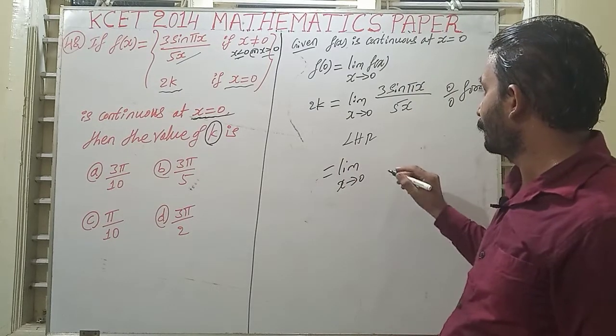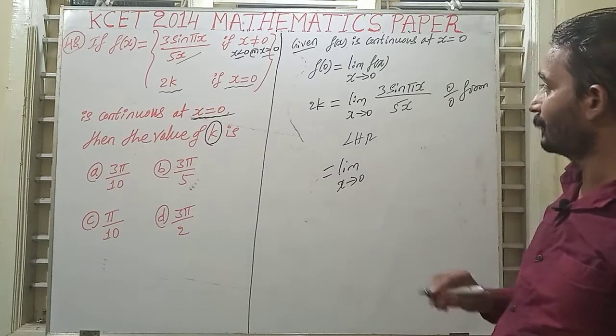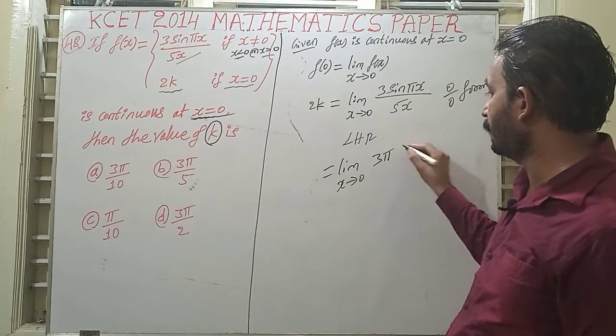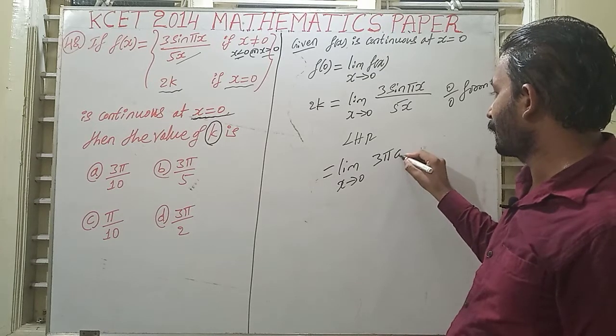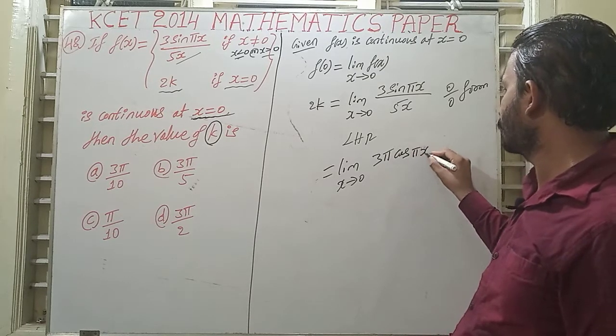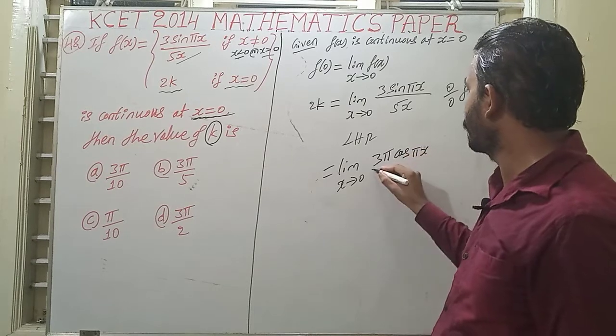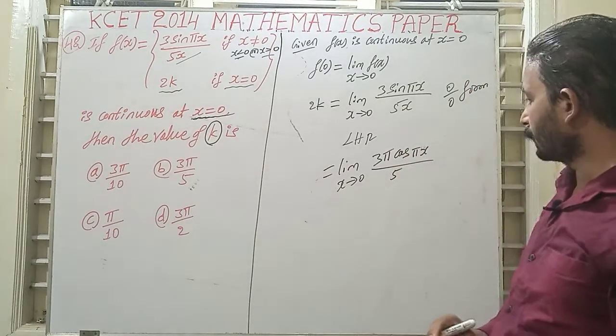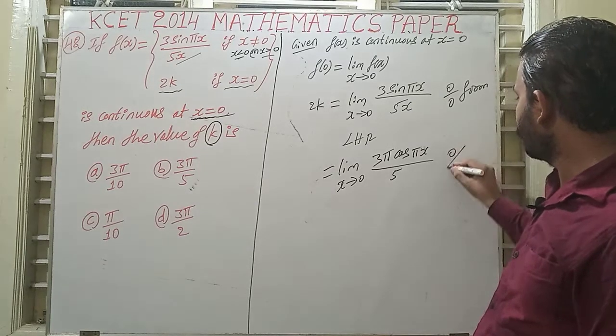Differentiate numerator and denominator till the 0/0 form is removed. So 3 as it is. Differentiation of sin pi x, what should we take? Sin pi x is nothing but cos pi x divided by pi, because differentiation of x is 1. Okay. So now the 0/0 form is removed.